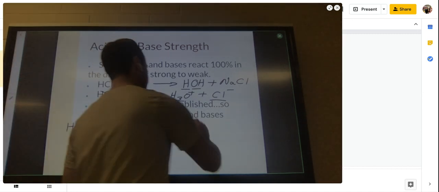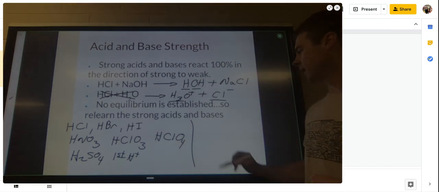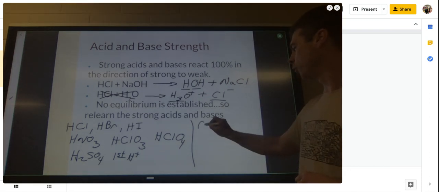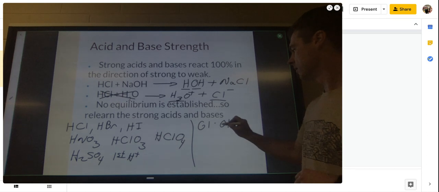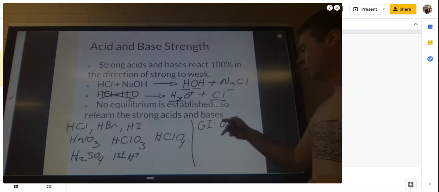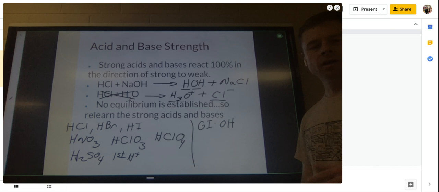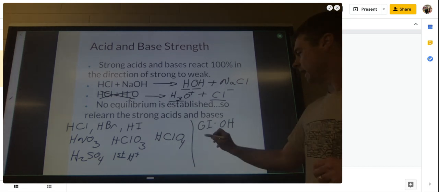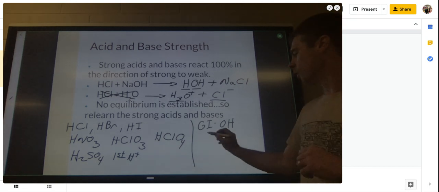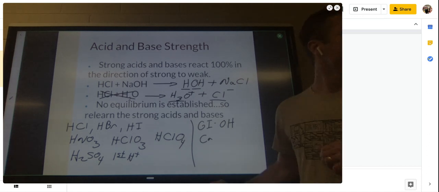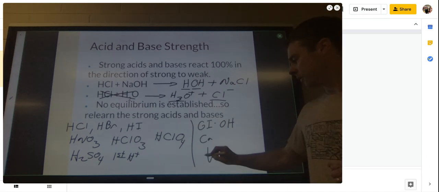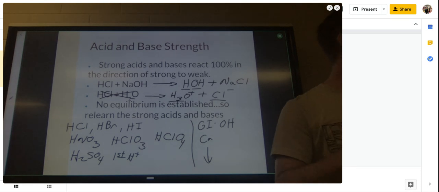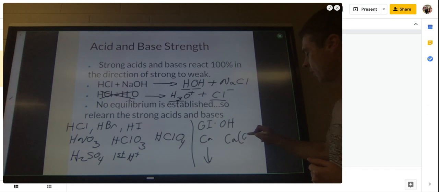The strong bases here would be anything that is a group 1 OH. So LiOH, NaOH, KOH, all right, all that stuff. Group 1 OH and a group 2 from calcium down. Okay, so calcium down. So calcium hydroxide, strontium hydroxide, barium hydroxide. Here's an example of how calcium hydroxide would be written, Ca(OH)2. Okay, so those are the strongs.